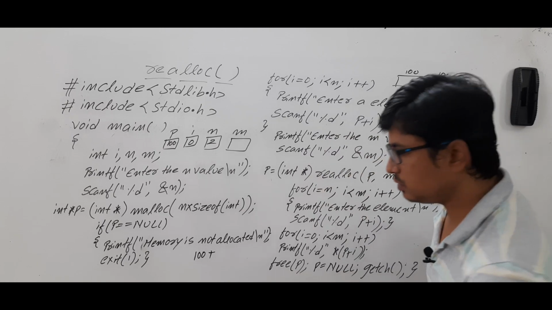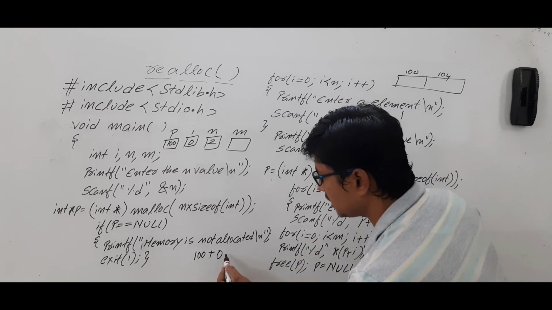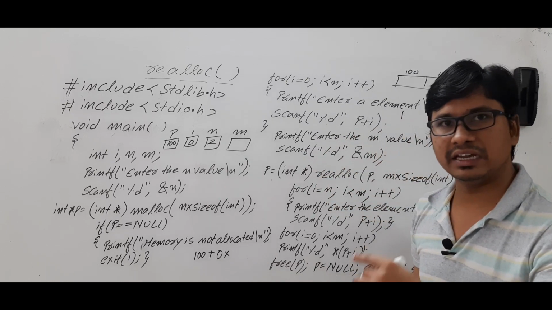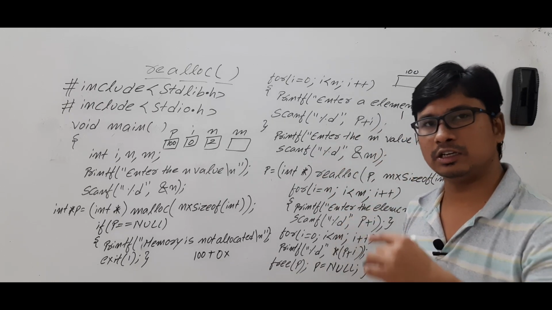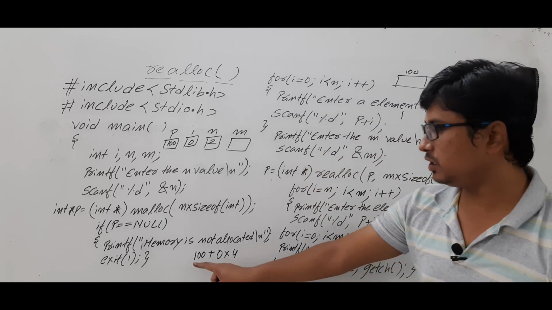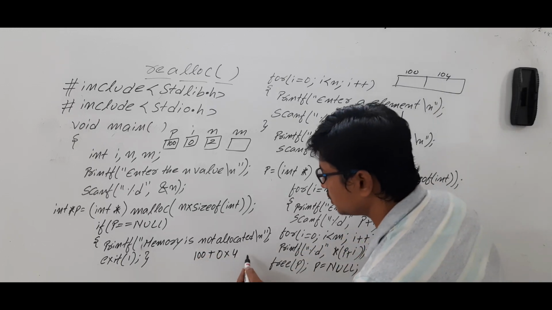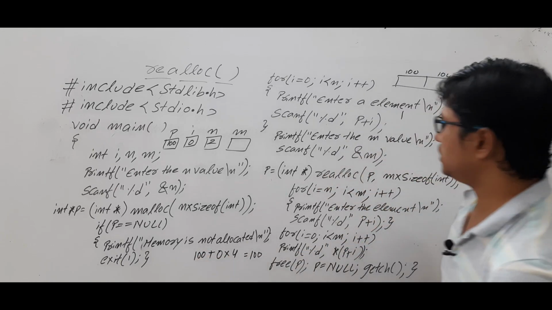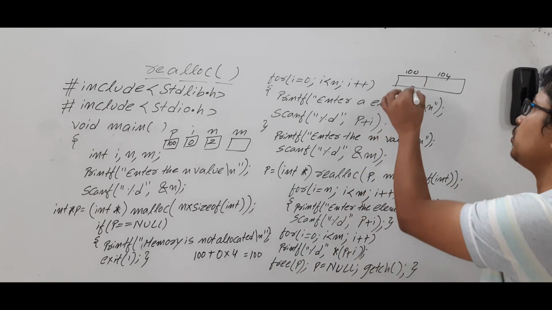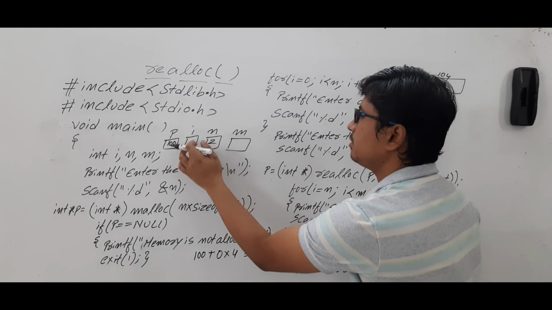What is the i value? 0. Now as it is an address, you need to multiply this 0 with size of the variable. As the variable is int and you are running it on a 32-bit compiler, integer will occupy 4 bytes. So that's why you need to multiply 0 into 4 and add it to 100. So you will get 100. So in the address location 100, you want to store the element 1. Then i value will be incremented. Now it will become 1.